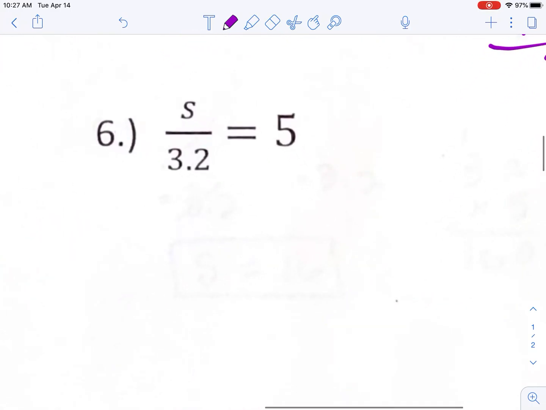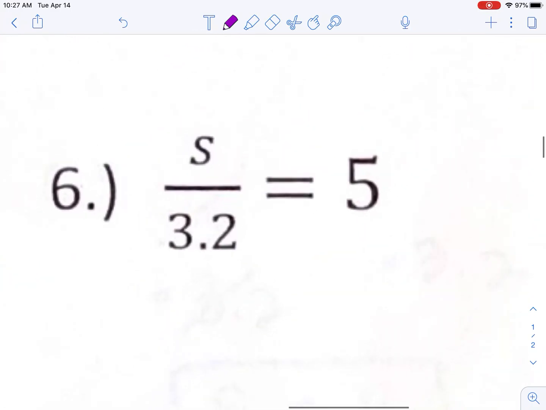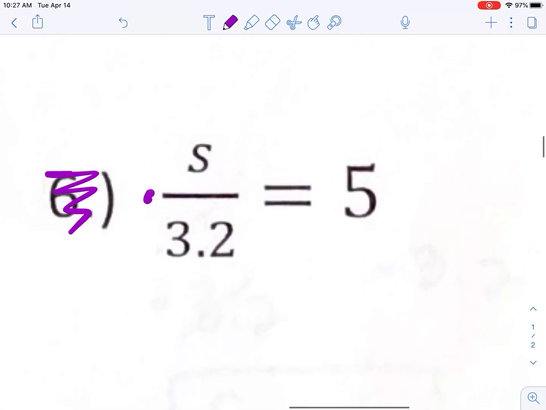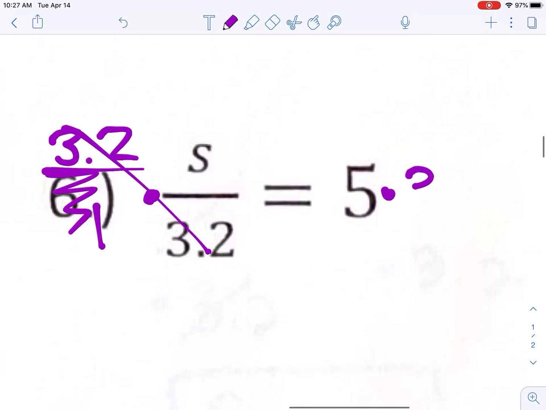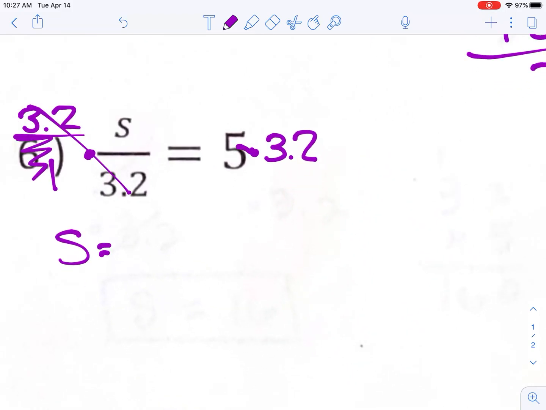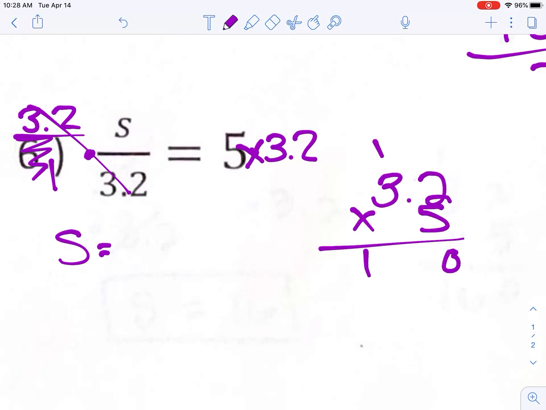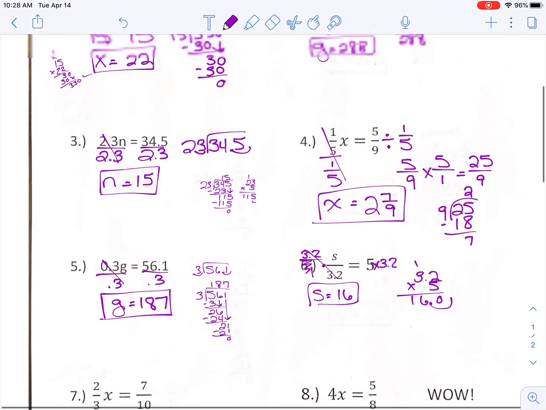Okay. Number 6, it says S divided by 3 2/10 is 5. So since it says divide by 3.2, I'm going to do the inverse and multiply by 3.2. So leaving me with S. I should probably make that a times sign. So I've got 3.2 times 5. Remember, the number with the most digits is going to go on top. So we're going to multiply. 15 and 1 is 16, and move that decimal once back in. So S is 16.